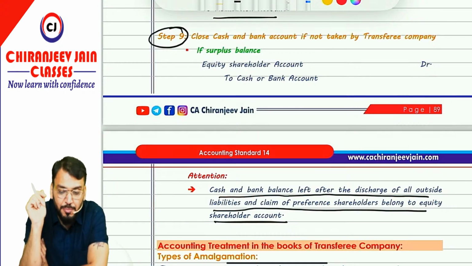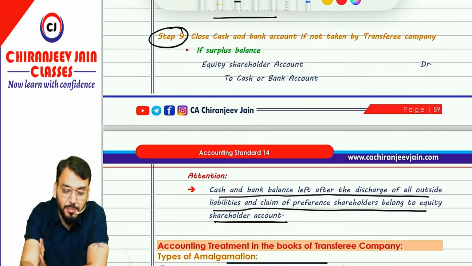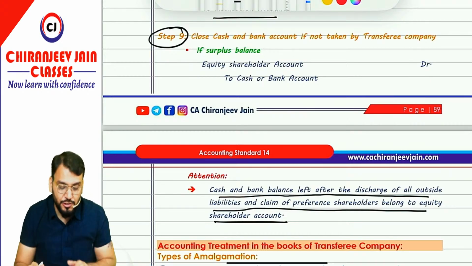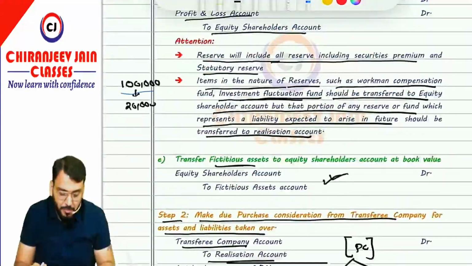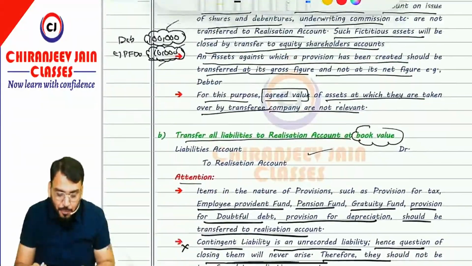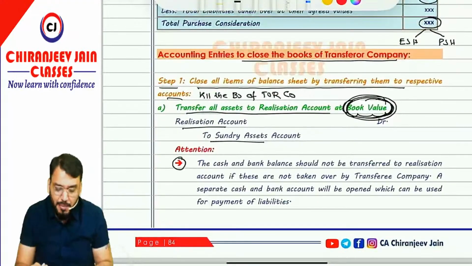So can you repeat with me one by one? First is what? Step number 1 is what? Once again, starting from the beginning. Step number 1 is what? Close the balance sheet at book value. In simple words, we'll say close the balance sheet at book value.